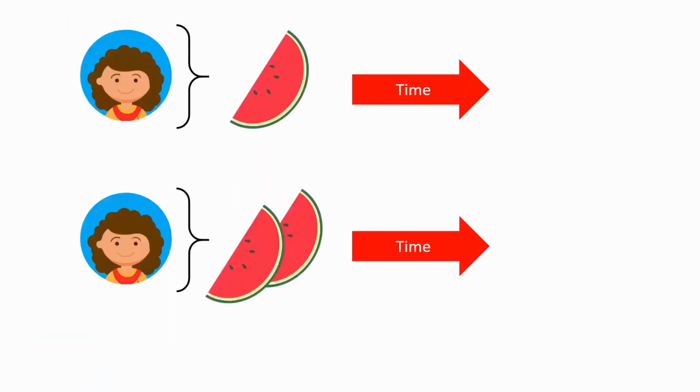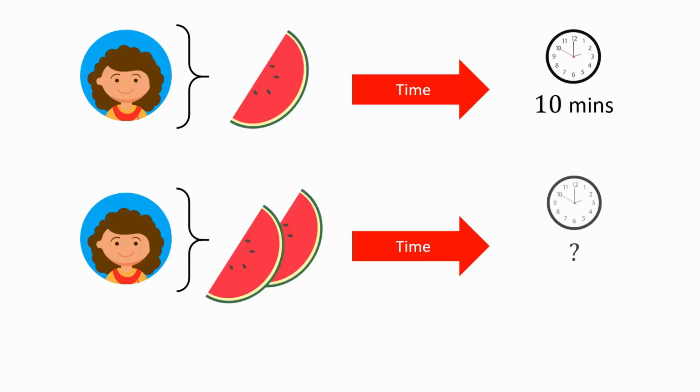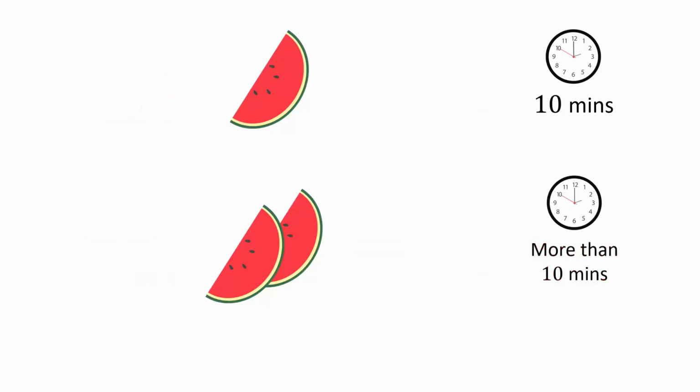Now, suppose we take the same example of a girl eating a watermelon. If she takes 10 minutes to eat a slice of watermelon, how long will she take to eat 2 slices of watermelon? Will she take more time or less? It will take her more time to eat 2 slices of watermelon than to eat just 1 slice.